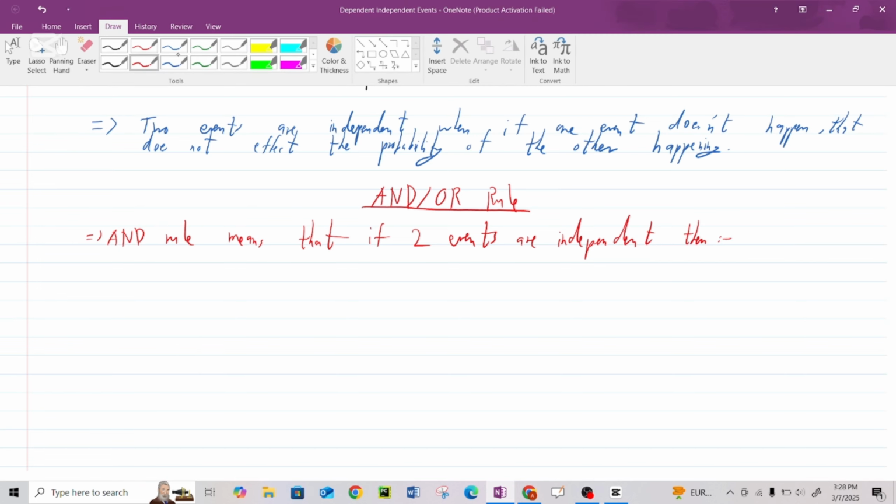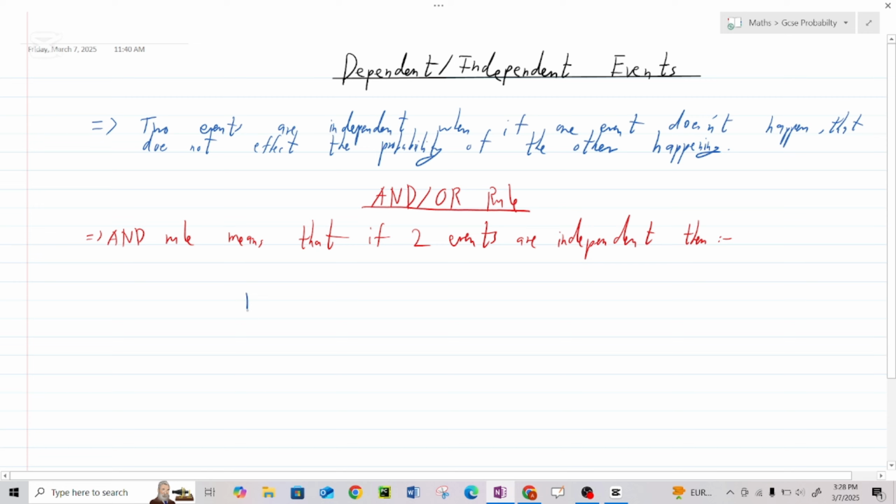let's write it in a big way. Probability of A and B, okay, if you want to find for both of them, is equal to probability of A multiplied by probability of B. This is the formula for the AND rule.